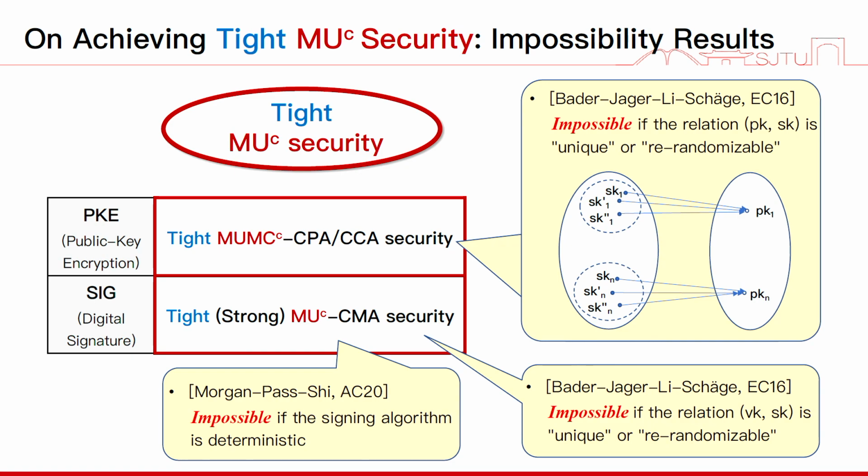For PKE, Bader et al. showed that it is impossible to achieve tight MUC security if the relation between public key and secret key is unique or re-randomizable. For signature schemes, Bader et al. showed similar impossibility results. Besides, Morgan et al. show that it is impossible to achieve tight MUC security if the signing algorithm of the signature is deterministic.